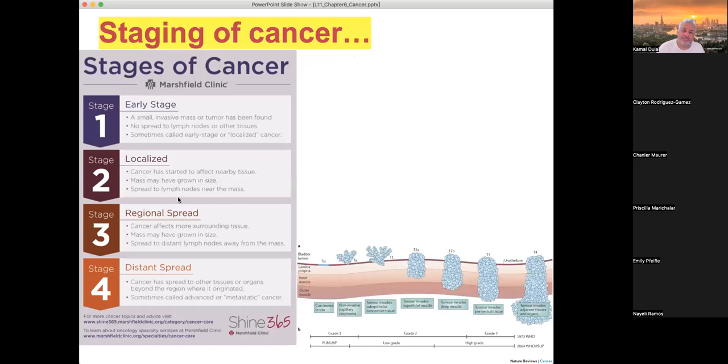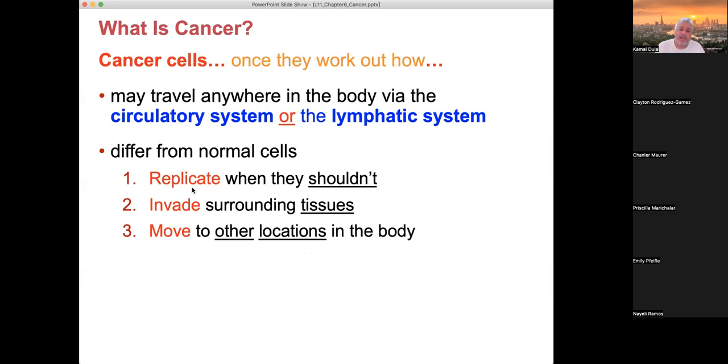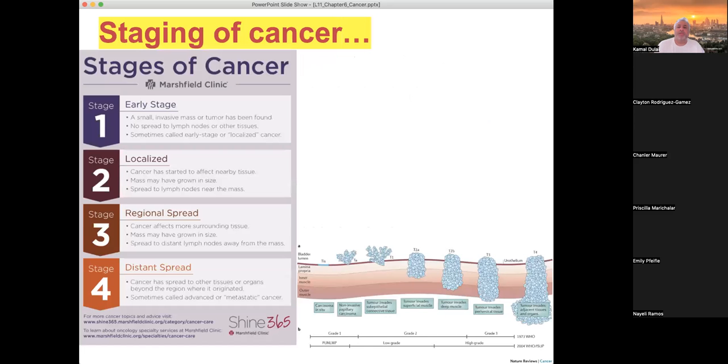So these cells in general, we're going to look at that next. These cells in general are able to reproduce when they shouldn't, right? They're able to invade surrounding tissues when they shouldn't. And they're able to move to new locations in the body when they shouldn't. So these are the shouldn't cells, right? Normally the immune system takes care of them, or they commit suicide once they stop listening to the signals around them. But cancer cells have evaded those two mechanisms.